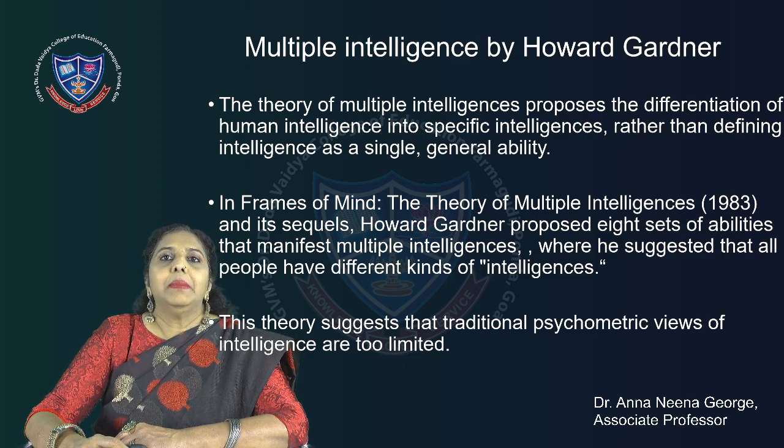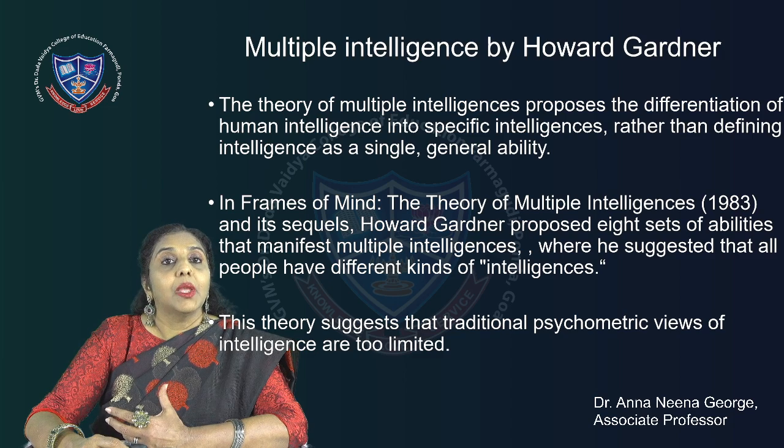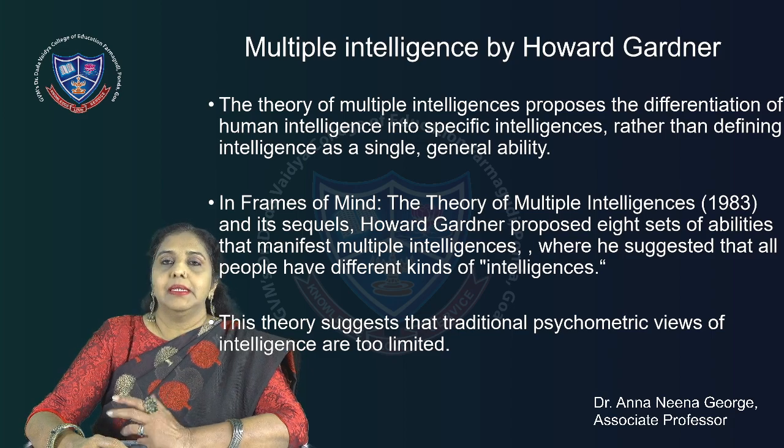The theory of multiple intelligences proposes the differentiation of human intelligence into specific intelligences rather than defining intelligence as a single general ability. This is something that we all have heard. We always think of intelligence as one thing, somebody is good in maths or English, or they are good in general knowledge, then we consider them as intelligent. That was our measure of intelligence.